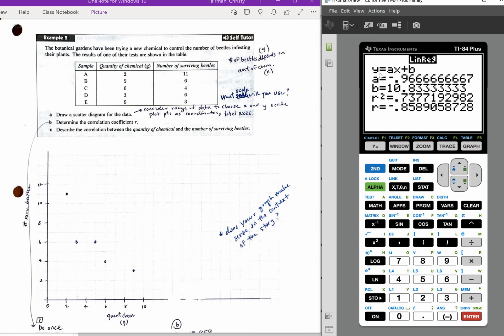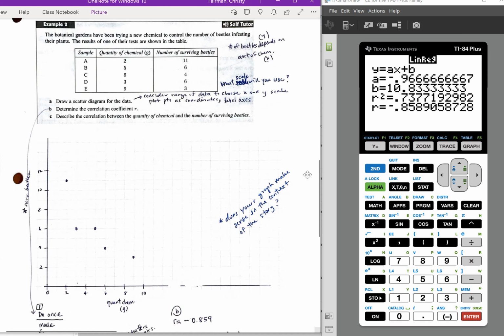Here we go. This is in the form of y equals ax plus b, which is the same as y equals mx plus b. Our a value, or our slope, is negative 0.9666. Our b value, that's our y-intercept, is 10.8. R squared is 0.738. And r, which is the thing that we are looking for, is negative 0.859 if we round it.